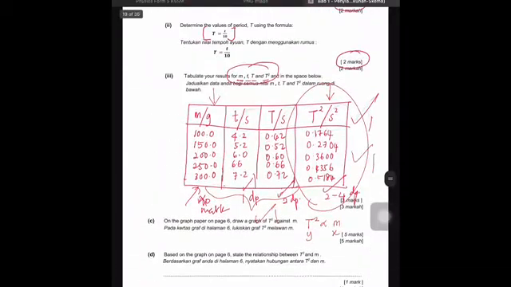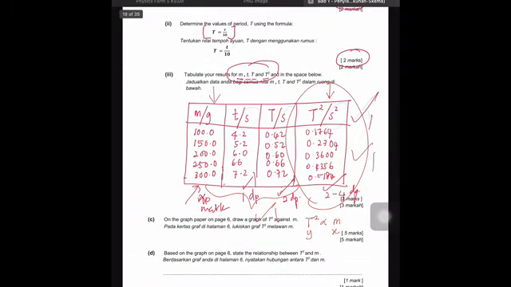So this one should be 50, 100, 150, 200, 250, 300. Okay, then how about your T squared? To see the T squared, you need to look at the data. Which one is the highest data? Definitely this is your highest data. So you cannot make it 0.5, but you can make it 0.6, right?